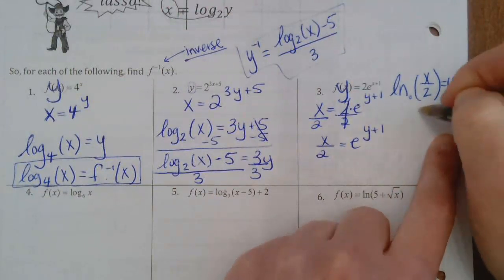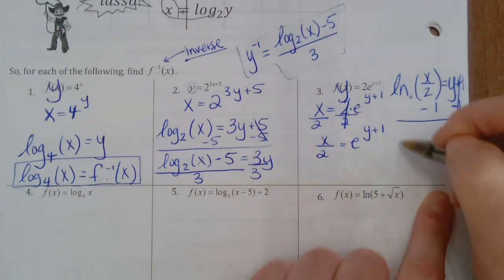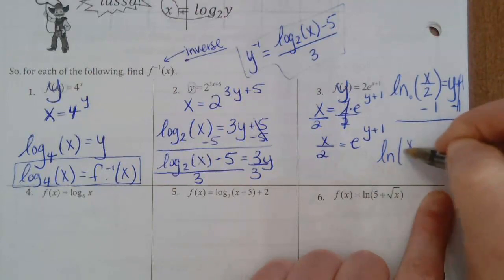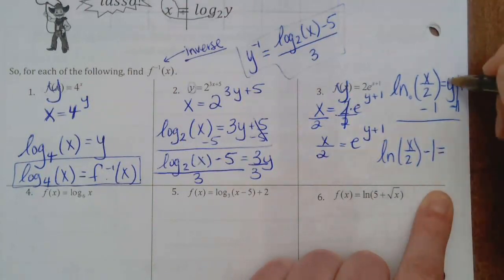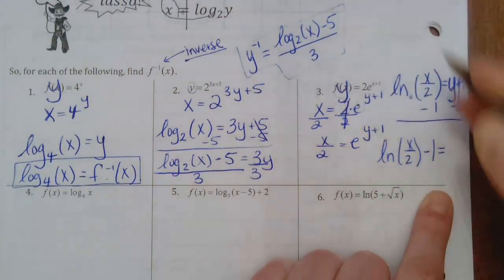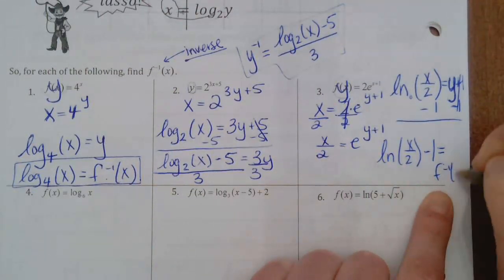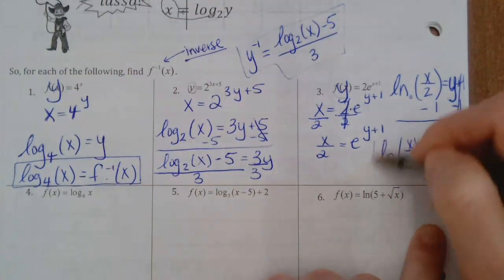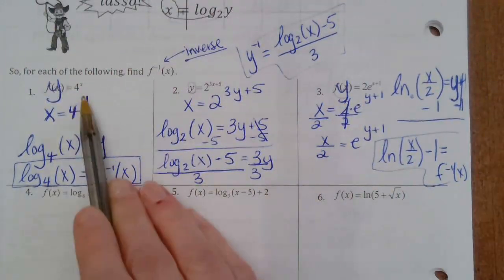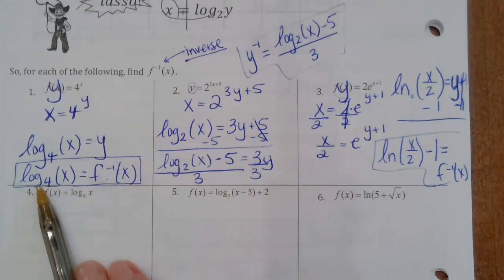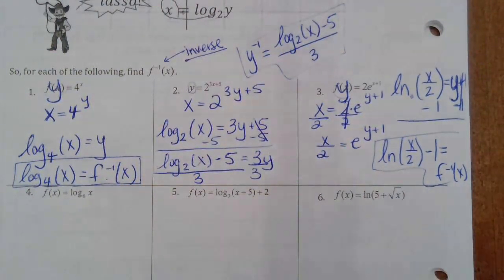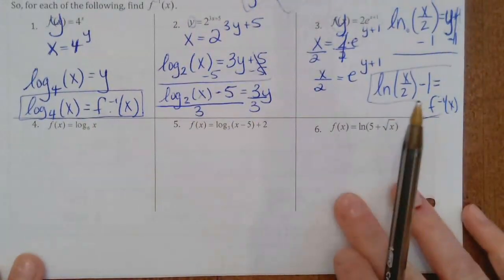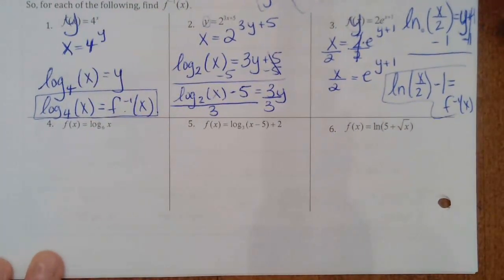We subtract that 1 over to the other side. So I get natural log of x divided by 2, subtracting 1. That would be equal to y. The original problem was f of x, so I'm going to write that as f inverse of x. So given an exponential, your final inverse will be a log. If it starts as a log, then you have to convert that into an exponential.